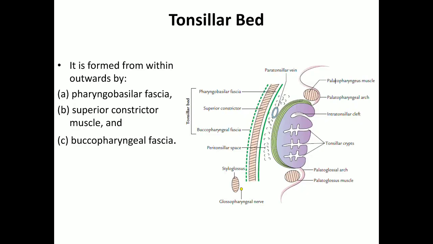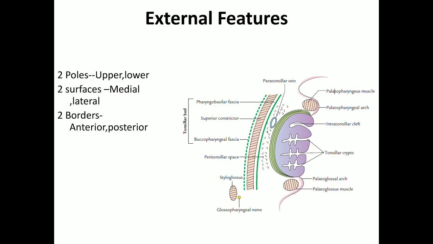Now coming to the tonsillar bed, which is forming the lateral wall of the tonsil, from within outwards or from medial to lateral, it is formed by three structures: the pharyngobasilar fascia, then the superior constrictor muscle, and the green dotted line is showing the buccopharyngeal fascia. So medial to lateral, these three structures, pharyngobasilar fascia, superior constrictor, and the buccopharyngeal fascia, are forming the lateral wall of the tonsil. These three are forming the tonsillar bed.